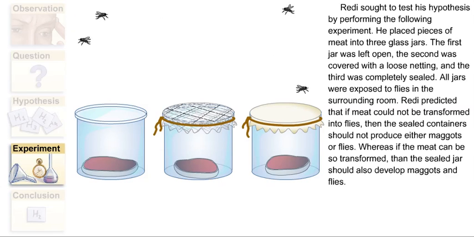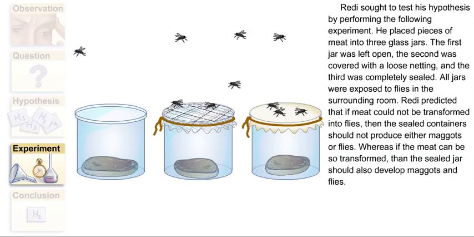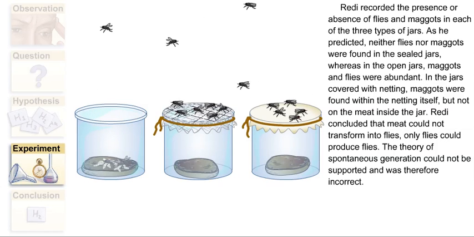Redi predicted that if meat could not be transformed into flies, then the sealed containers should not produce either maggots or flies. Whereas, if the meat can be so transformed, then the sealed jar should also develop maggots and flies. Redi recorded the presence or absence of flies and maggots in each of the 3 types of jars.